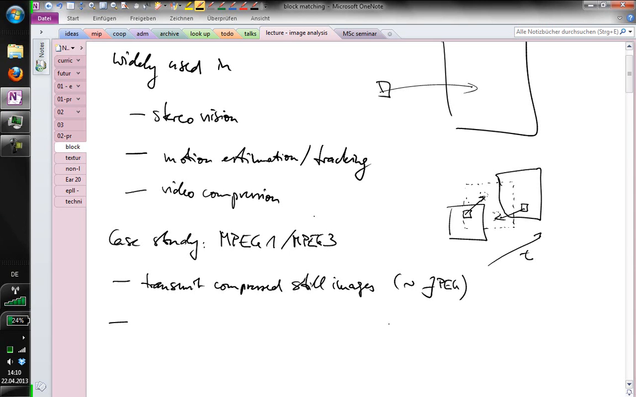So from time to time, you transmit these still images, and in between, you transmit, with potentially sub-pixel precision, motion vectors of matched blocks.